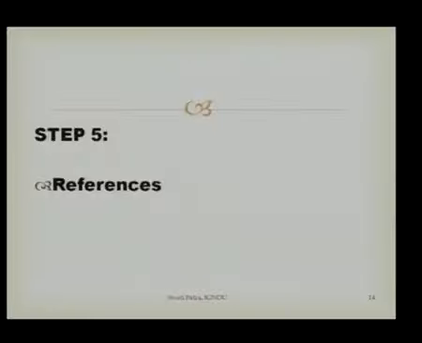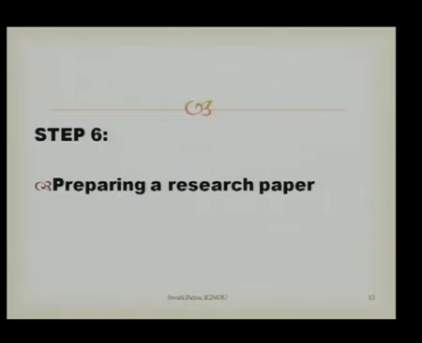Step 5 will be that we have to provide the references, and as you know, in psychology we follow the APA style for references. And step 6 will be that after we conduct the research entirely, we can go for preparing a research paper, and we can refer to different journals. They have guidelines as to how to prepare a research paper, because ultimately whatever research you do, you have to disseminate the findings to the wider public. So a research paper can be prepared and disseminated through the different journals.